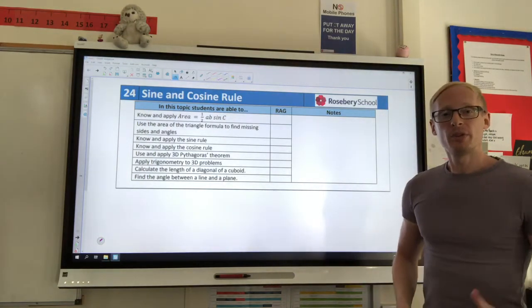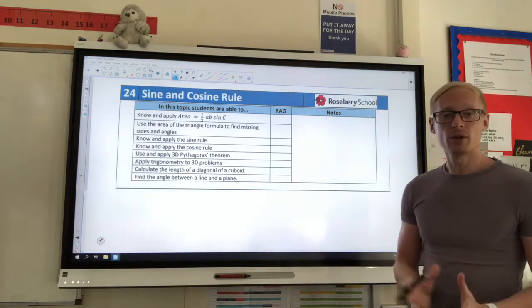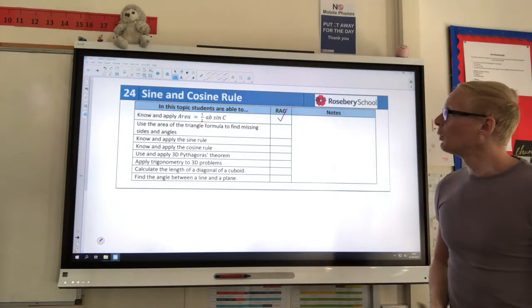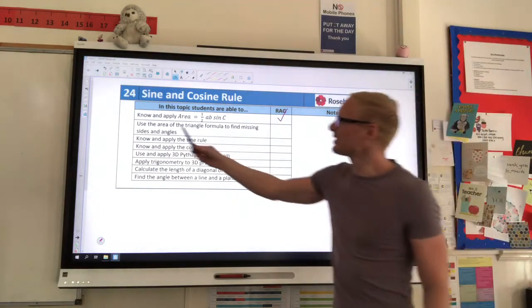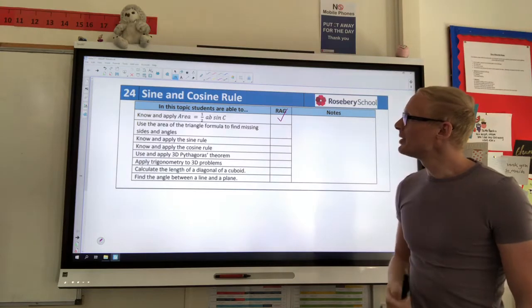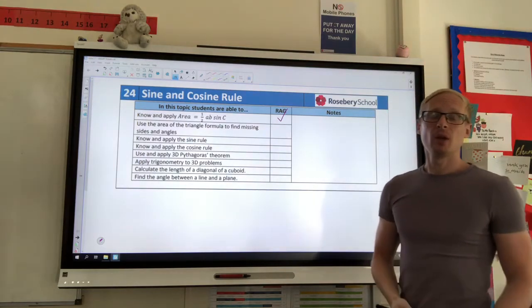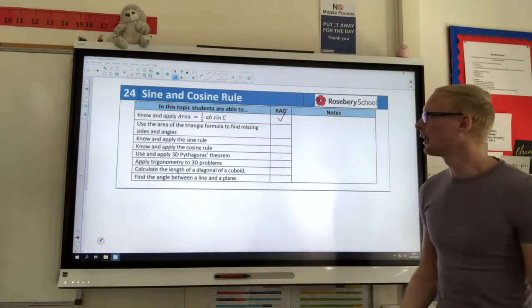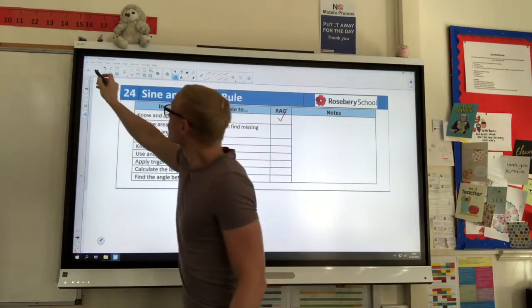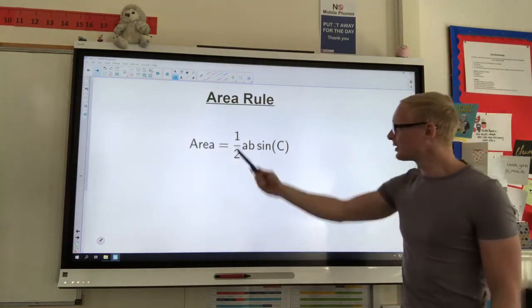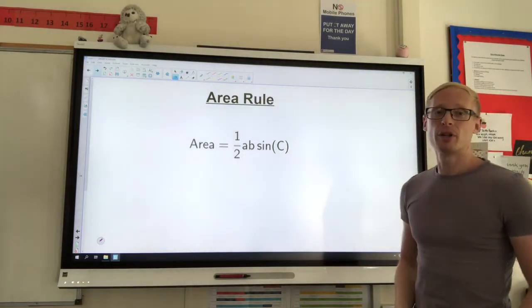So if you were able to do lesson 5 and get all the answers right to all the questions, then you can tick this one off. What we're going to be focusing on today is the second point here, using the area of the triangle formula to find missing sides and angles. So essentially, we're going to use what we did yesterday to try and work backwards and find missing sides, missing angles. So your title is still going to be area rule, and we're going to be using this same formula that we looked at in the previous lesson.